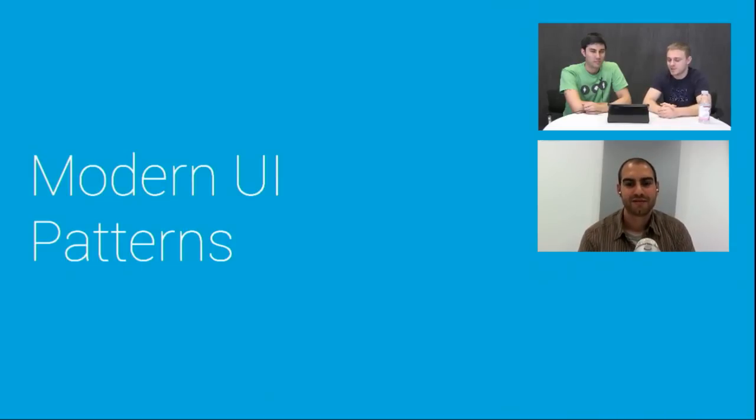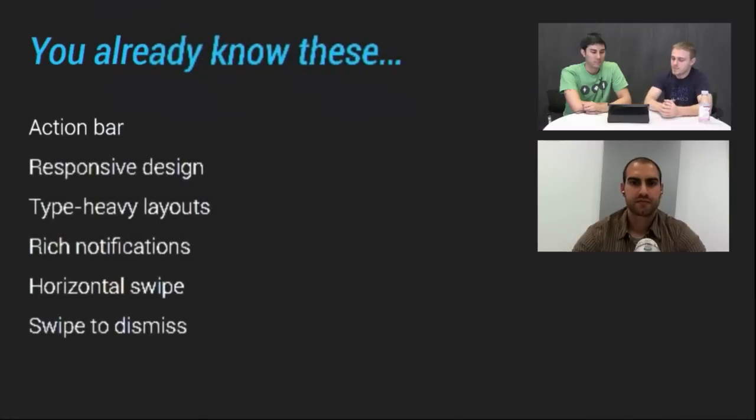So we'll just talk about some UI patterns that are beyond just the ones that you've seen in the design guide. We've been talking about action bars and responsive design and using typography a lot. So you've probably been fairly well exposed to these types of UI patterns, especially horizontal swipe to dismiss. We did some mock-ups in weeks past that included those UI patterns.